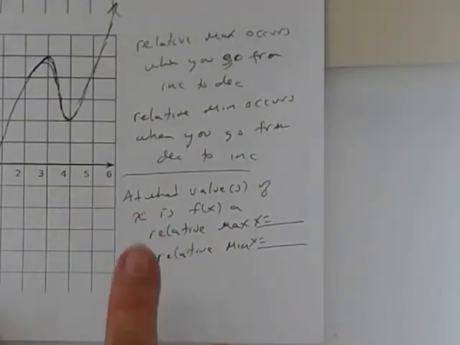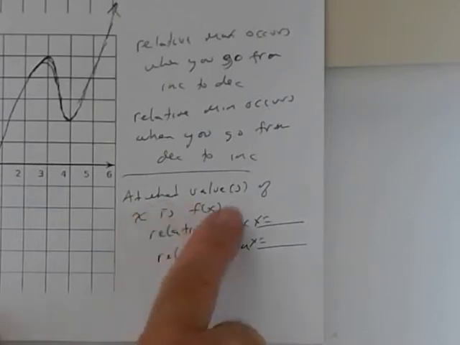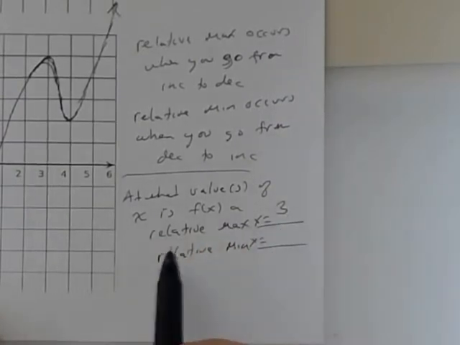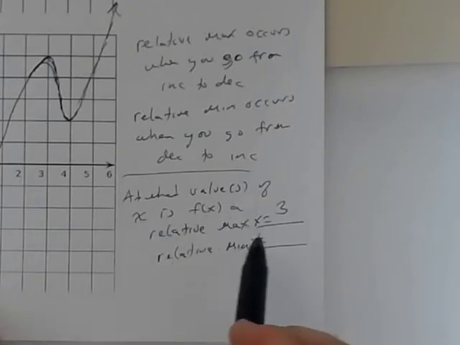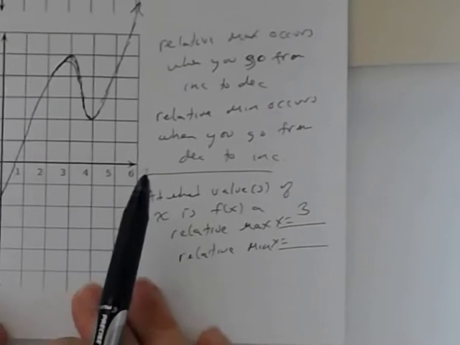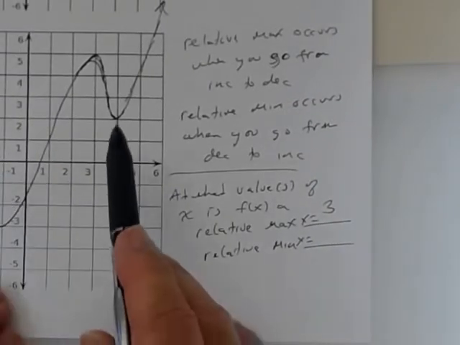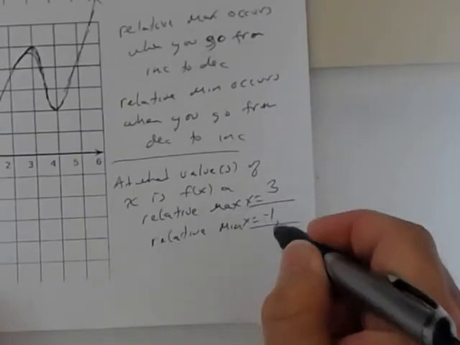Well, that's not the question though. All right, so it says that what values of x is f of x a relative max? Is x equal what? 3. So 3 goes here. Then I'll say at what values of x is f of x a relative min? What goes here? No. There are 2 of them, right? -1 and what? 4. -1 comma 4.